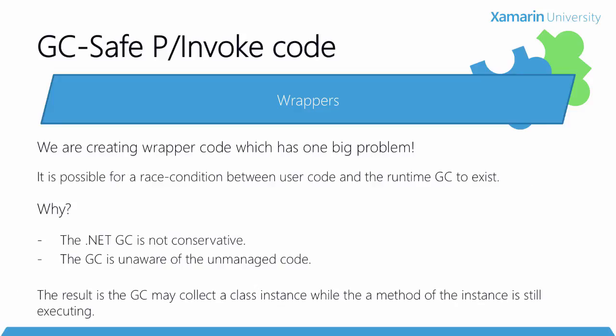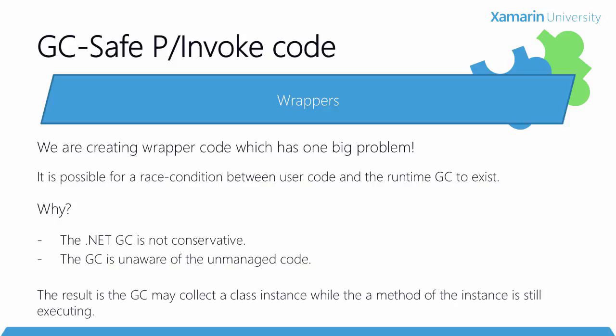Up to this point, we've been describing what pinvoke does. It creates C# wrappers around C or C++ code. But there's a big problem with the wrapper code we've described so far. It is possible for a race condition to exist between user code and the runtime garbage collector. The garbage collector that .NET uses is not conservative. It knows all types involved and, for instance, can distinguish between an integer that looks like a pointer and an actual pointer value. It knows all stack allocated variables and what the scope of these variables are. And finally, the garbage collector does not see into unmanaged code.